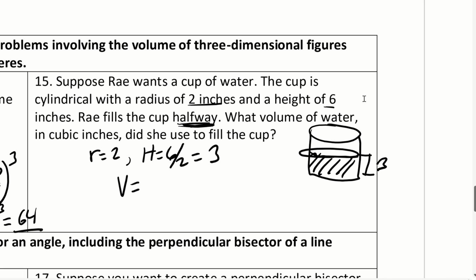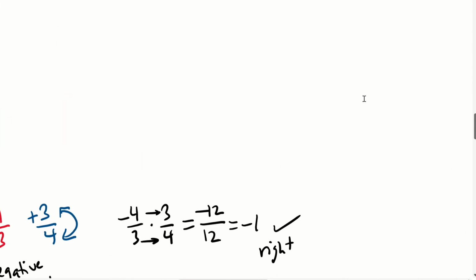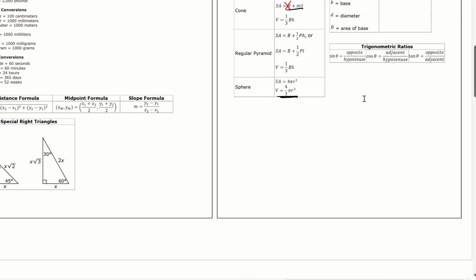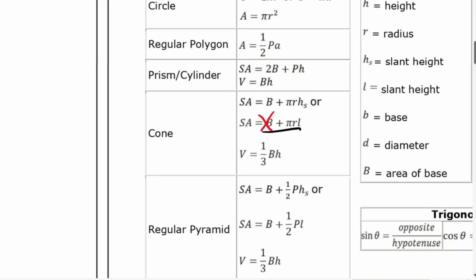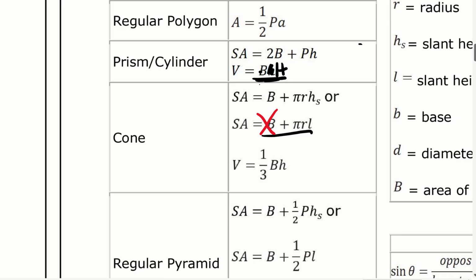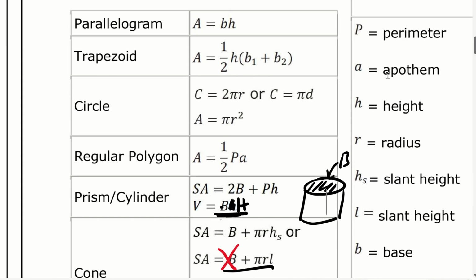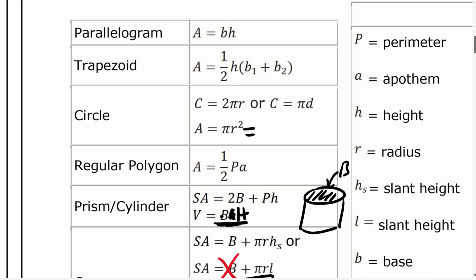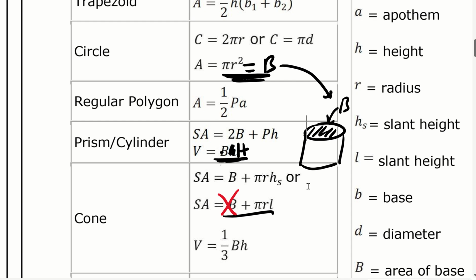So what's the volume of a cylinder? Let's go to a cylinder here. All right, there's the volume of a cylinder, V equals B times H. We use capital H there. Now what is B for a cylinder? B is the area of the circle base. What's the area of a circle? The area of a circle is pi r squared. So we're going to replace B with pi r squared. So let me write down that formula.